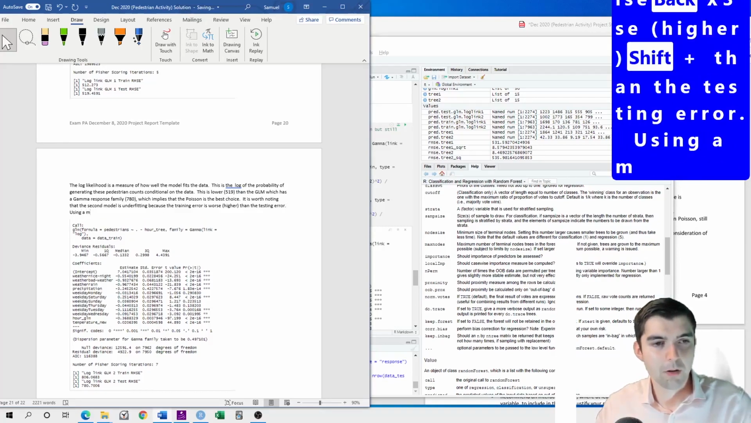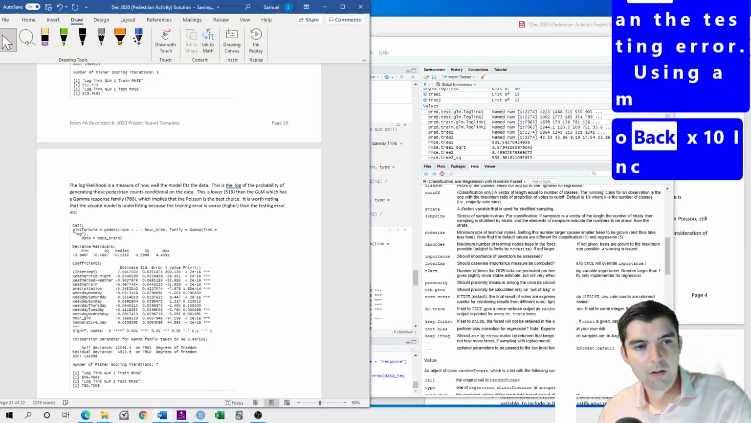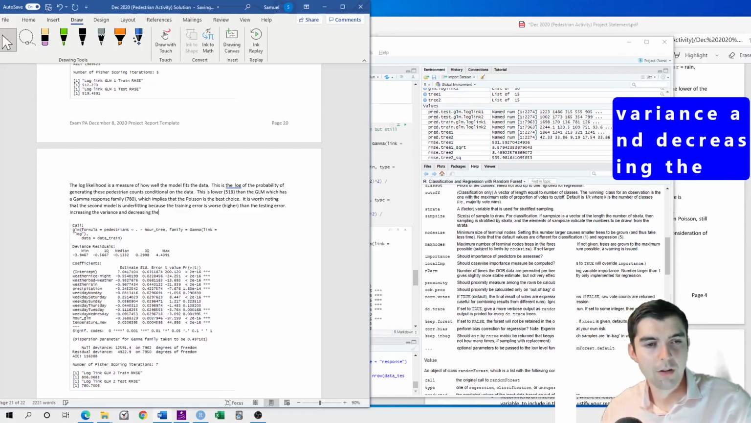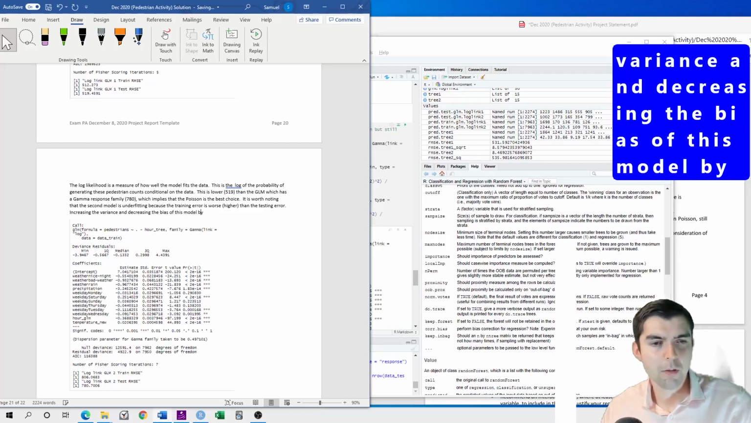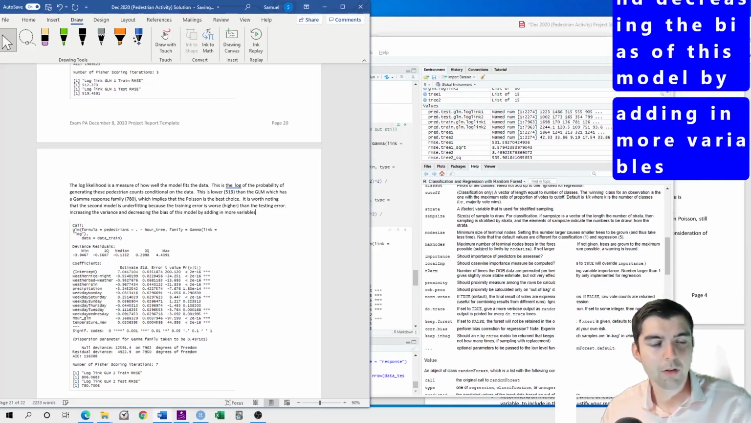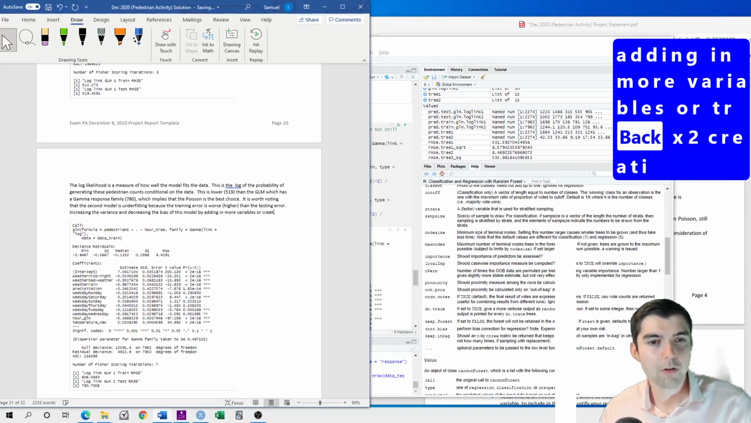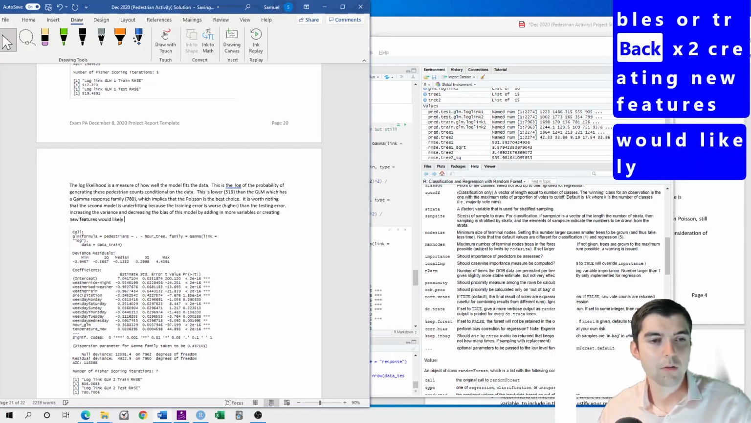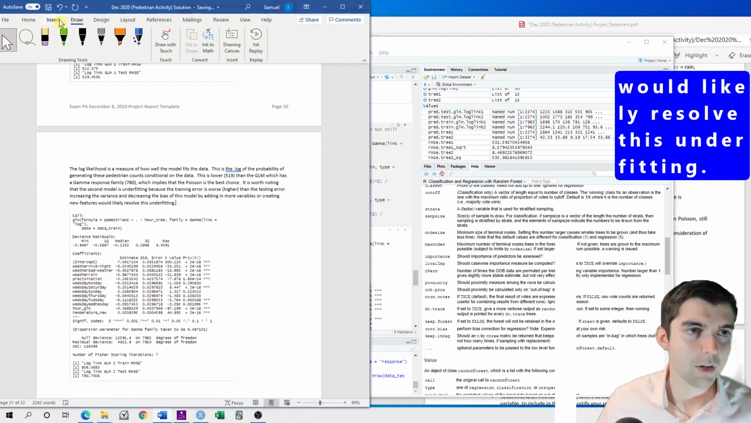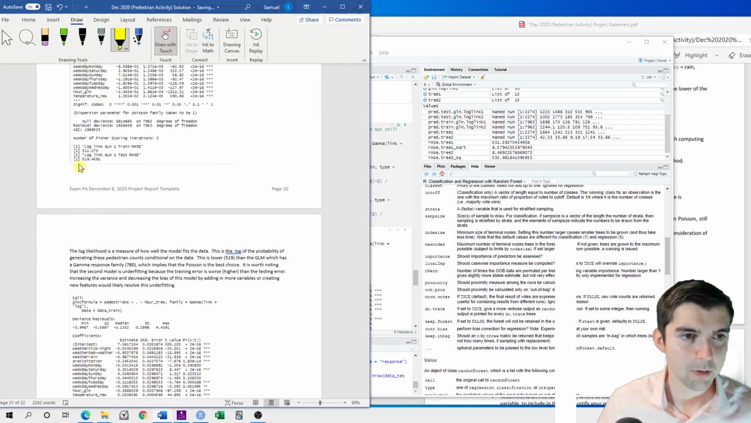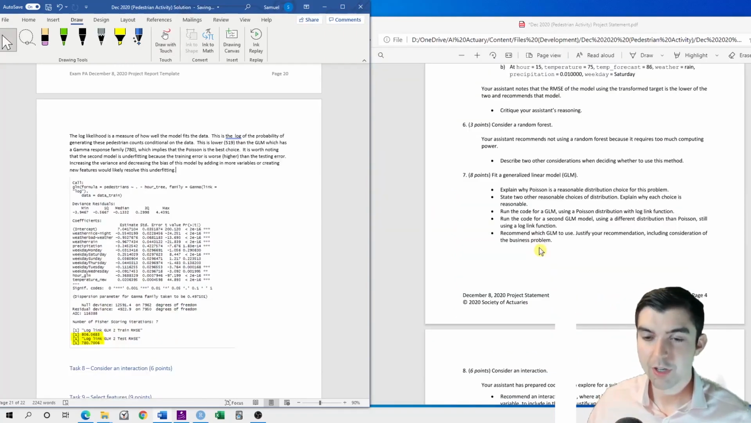Using a model or increasing the variance and decreasing the bias of this model by adding in more variables or creating new features would likely resolve this underfitting. Yeah, you can see that here as compared to here. Recommend which GLM to use.